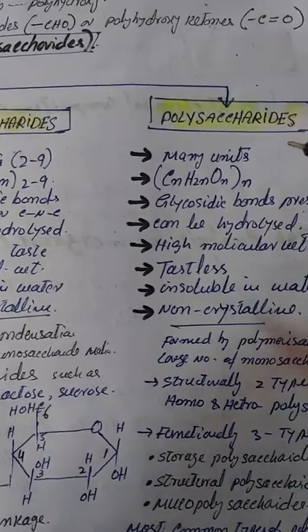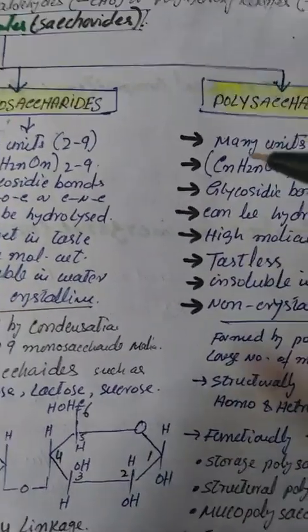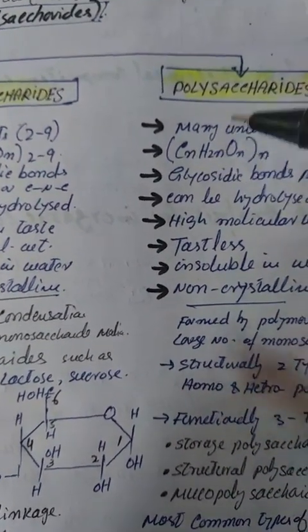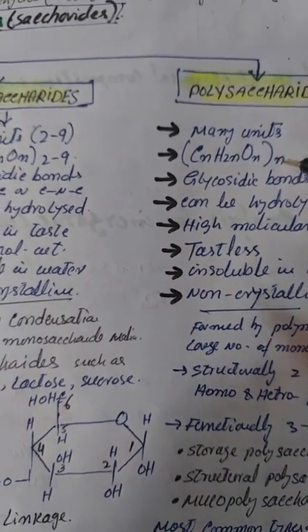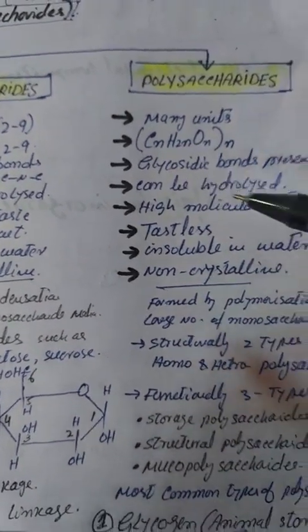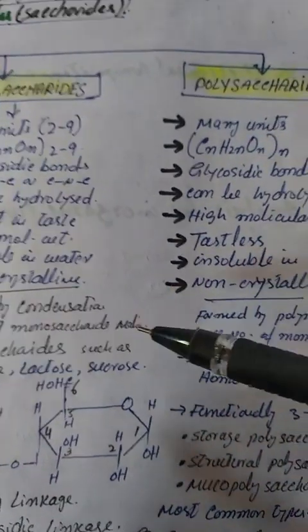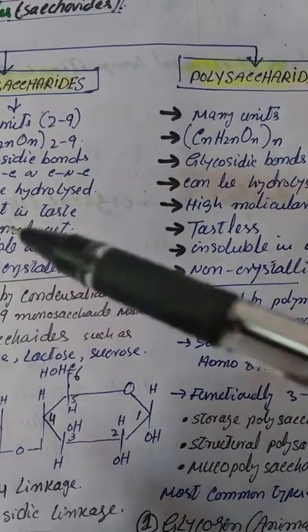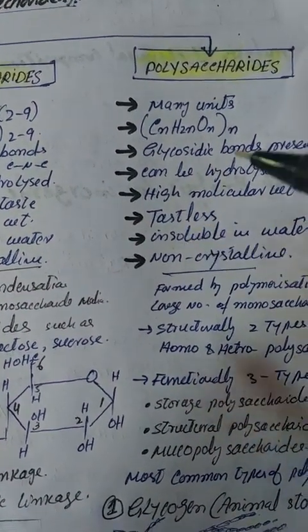The third type of carbohydrates is what we call polysaccharides. Poly means many. So in polysaccharides, many monosaccharide units are linked together, and they form a polymer. Their general formula is (CnH2nOn)n, where n is the number of subunits that link with each other through glycosidic bonds. They can also be hydrolyzed like oligosaccharides. They are high molecular weight compounds, and they are tasteless as against the oligosaccharides and monosaccharides, which are sweet in taste. Also, polysaccharides are insoluble in water, and they are non-crystalline substances.